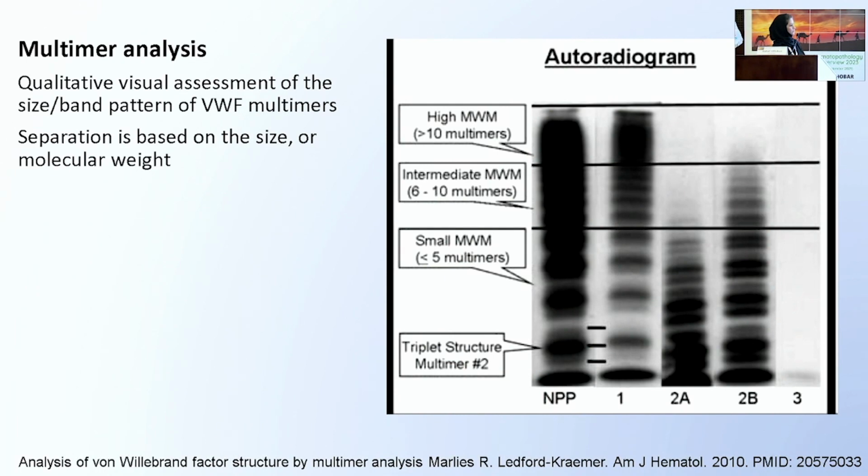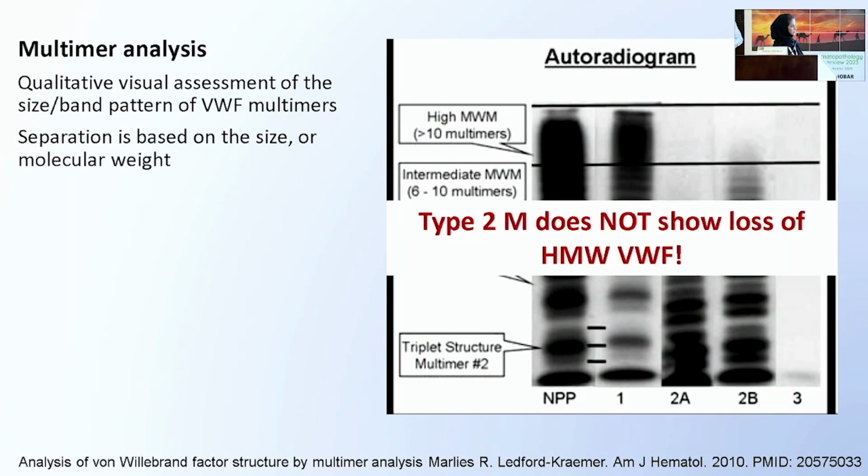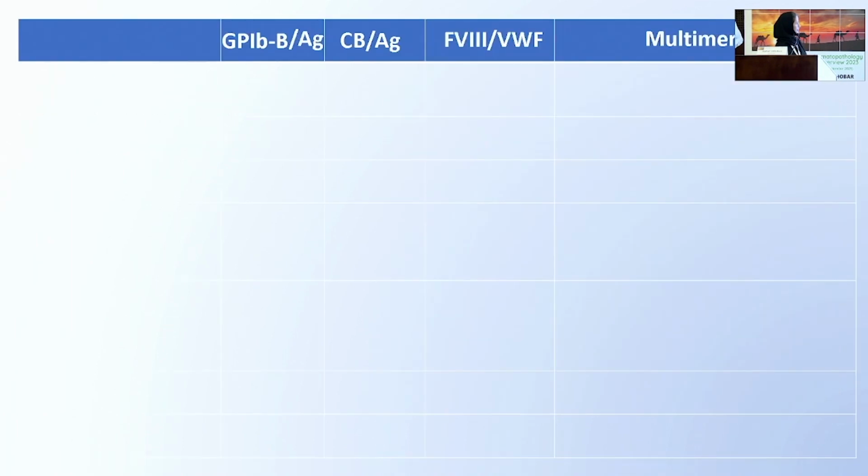And as we move to type 1, although they're not really indicated in type 1, they will show all forms of the band, but with a less intense pattern compared to the normal. Type 2A and 2B show loss of high molecular weight multimers, and type 3 shows a virtual loss of the protein. Now, it's really important to remember that type 2M does not show loss of high molecular weight multimers.